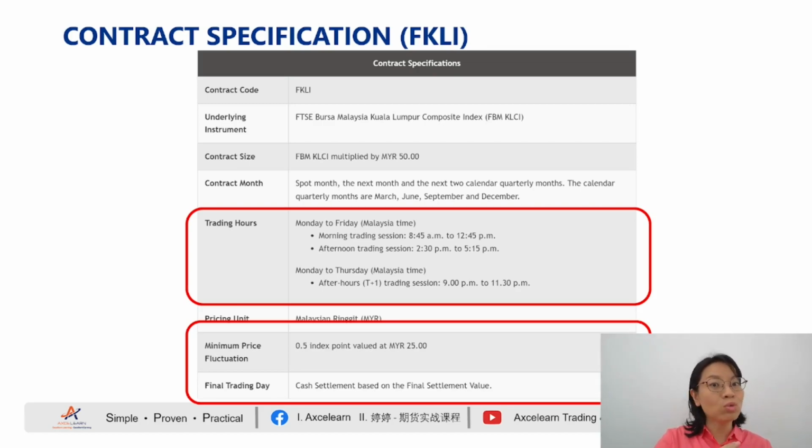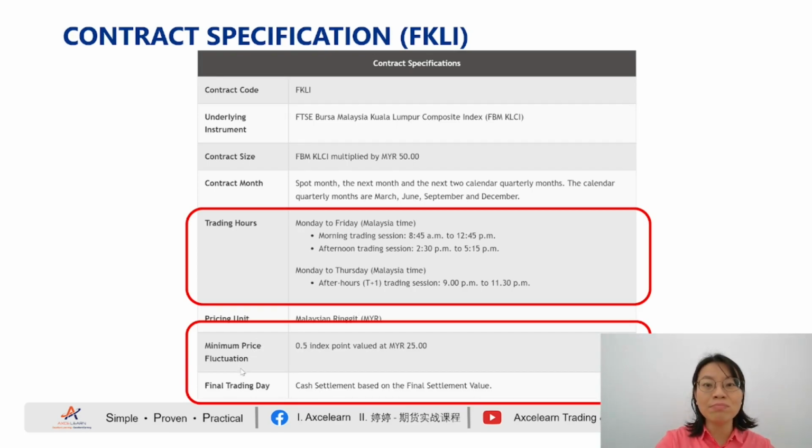Now, we do have a night market as well. Since December 2021, Bursa Malaysia Derivatives introduced the night trading session, which runs from 9 o'clock until 11:30 p.m. But normally for retail, if you do not want to trade during these particular hours, it's okay, because the volatility might not be that high, and the market liquidity might not be that high as well.